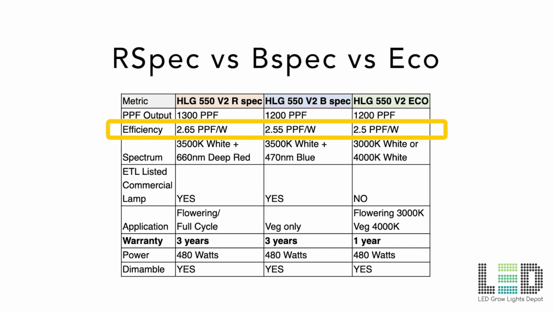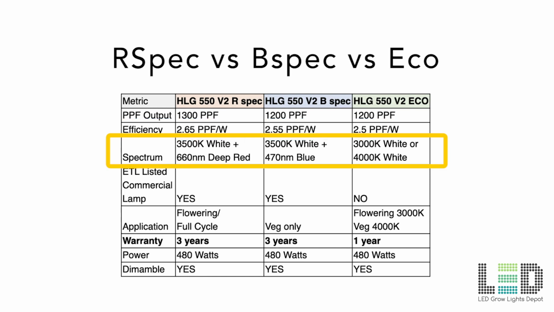Efficiency. The Eco has an efficacy of 2.5 micromoles per joule, while the Rspec comes in at around 2.65 micromoles per joule, and the Bspec at 2.55 micromoles per joule. In sum, the Eco is about 5 to 6% less efficient than the Rspec.